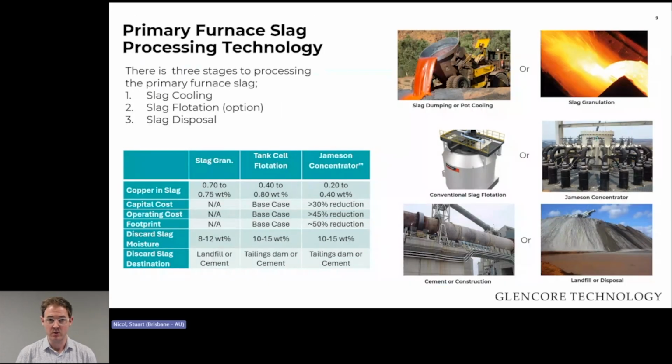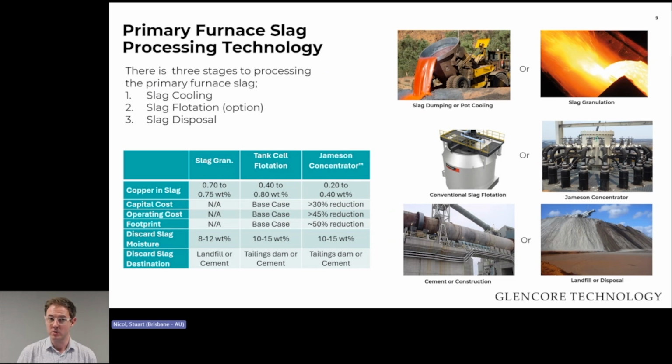Once you produce that settled slag and you take it from the furnace, the other thing you need to decide is how you post-process that primary furnace slag. There are different ways you can treat this. In toll smelting sites, people can do granulation. You can granulate the slag with water, or you can granulate it with air. That granulated slag can be used in a variety of applications, or it can be landfilled.